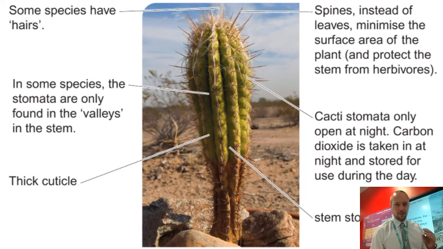So what they have got are spines which have got chloroplasts in, and what that does is it basically minimizes the surface area so less water can escape.